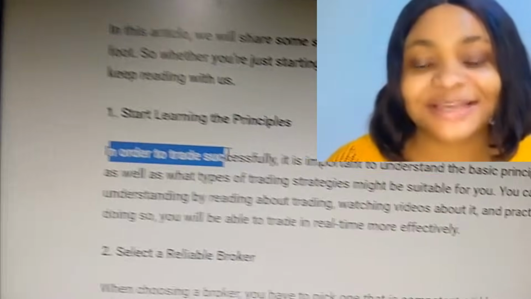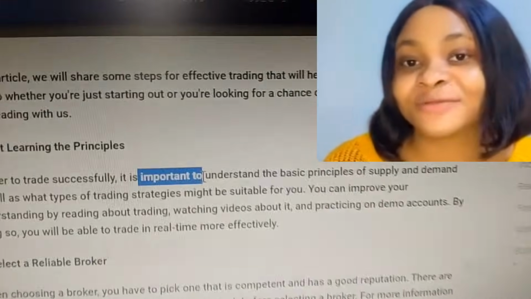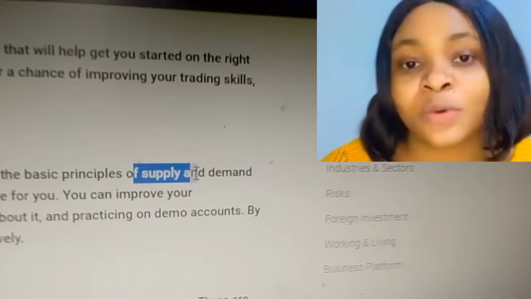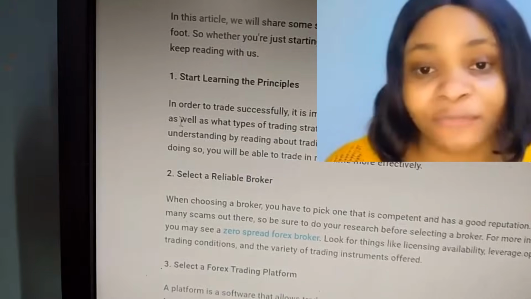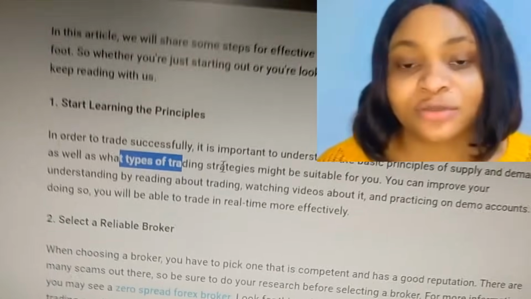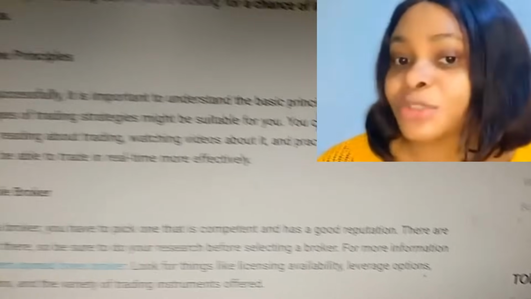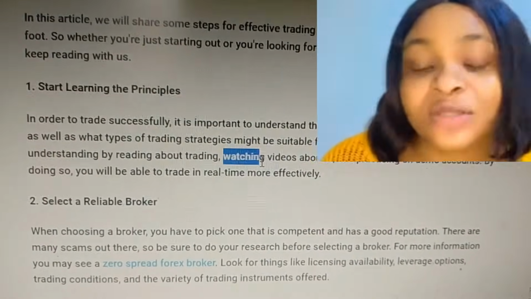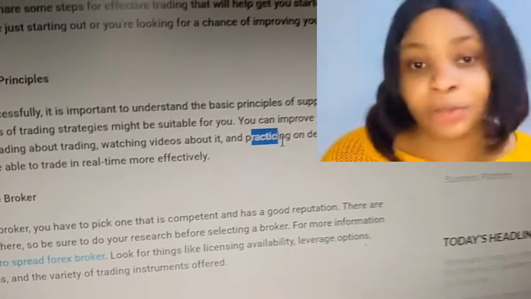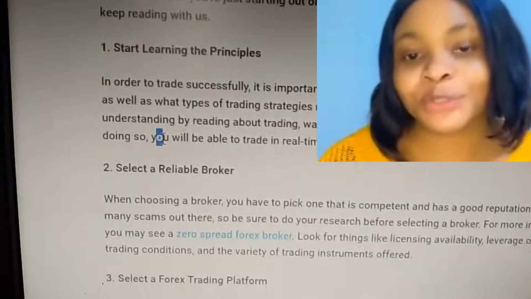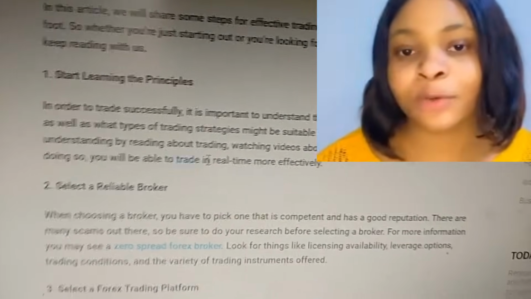In order to trade successfully, it's important to understand the basics and the principle of supply and demand, as well as what types of trading strategies might be suitable for you. You can improve your understanding by reading about trading, watching videos about it, and practicing on a demo account. By doing so, you will be able to trade in real more effectively.